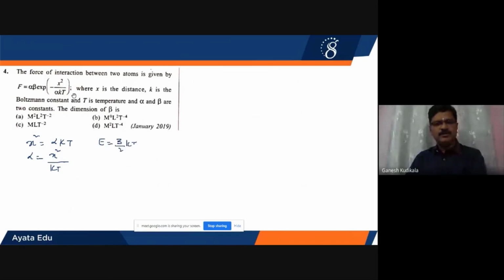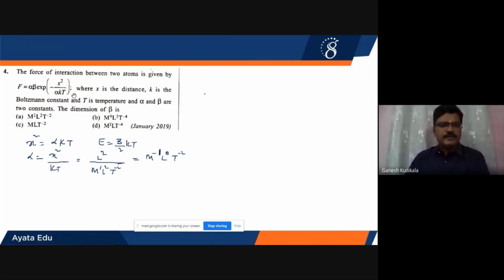Energy of the particle in terms of the temperature is given by 3 by 2 kT. 3 by 2 is of course constant. Therefore, kT will also be considered energy. Therefore, this is L square divided by kT, which is energy, no? Energy means M1 L2 T power minus 2. Therefore, alpha value will be M to the power of minus 1, L to the power of 0, and T to the power of minus 2.